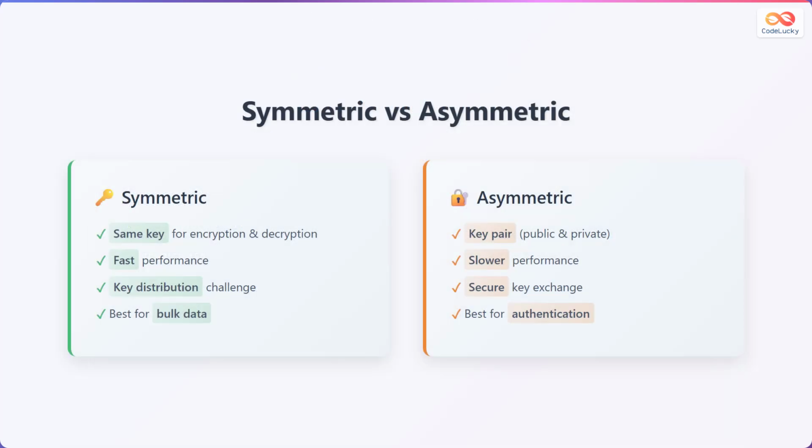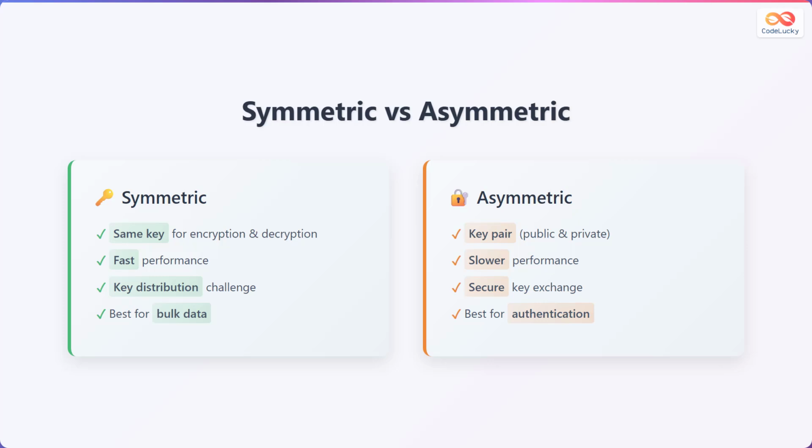Understanding the fundamental differences between symmetric and asymmetric encryption is crucial for any cryptography interview. Symmetric encryption uses the same key for both encryption and decryption operations. This shared key approach offers excellent performance characteristics, making it ideal for encrypting large amounts of data quickly. However, symmetric encryption faces the key distribution challenge. How do 2 parties securely share the secret key without it being intercepted?